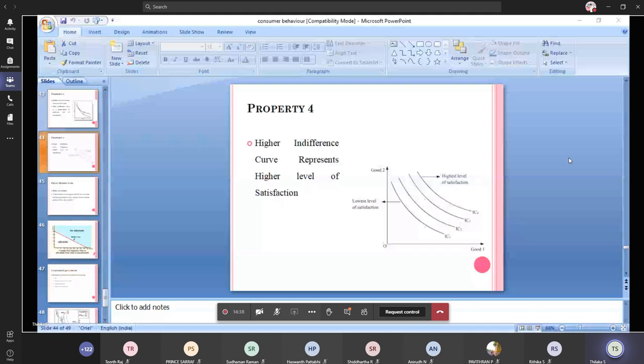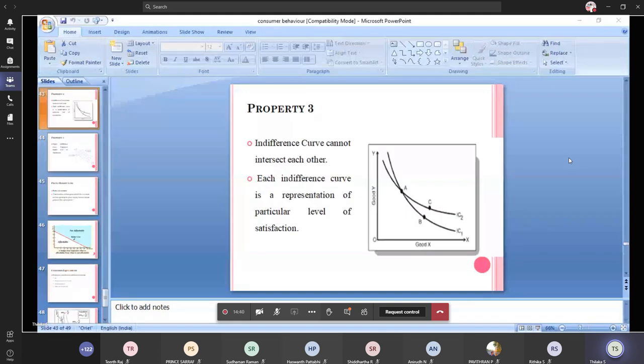So the indifference curves cannot intersect each other because each and every indifference curve has its own utility. So they can't intersect, and they also can't touch the x or the y axis. If it touches the x axis, it means good x is equal to 0. But there is an assumption that the consumer has to buy two commodities. It's a combination of commodities. So it doesn't touch the x or the y axis. Is it clear?